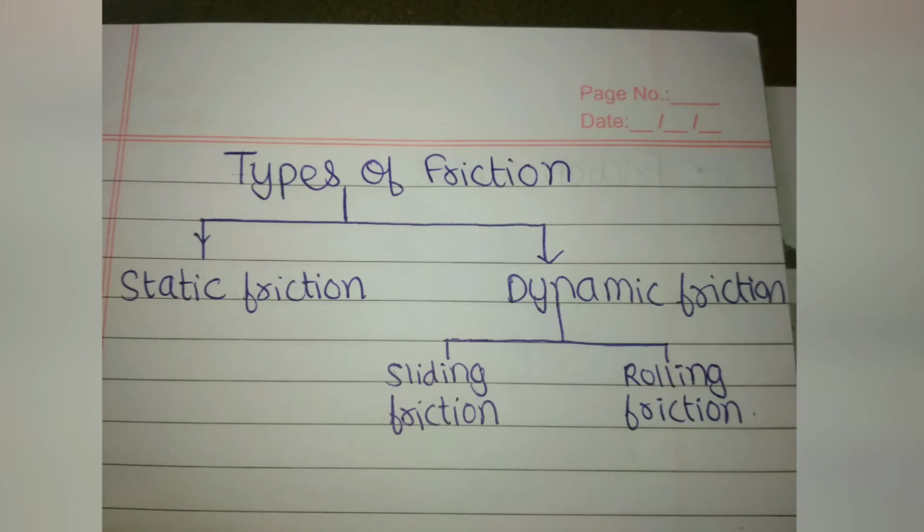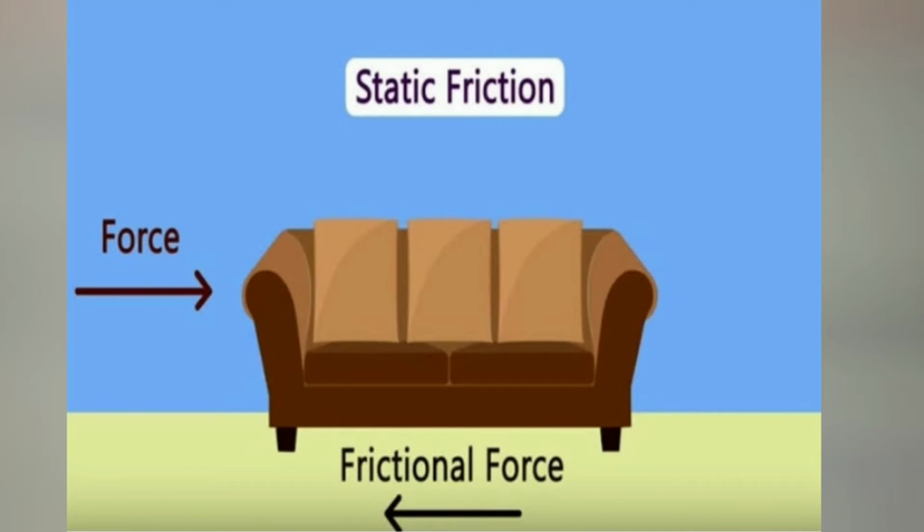Now we will discuss about types of friction. So basically there are two types of friction, that is static friction and dynamic friction. So first we will discuss about static friction. The friction that exists between the surfaces in contact when there is no relative motion is called static friction.